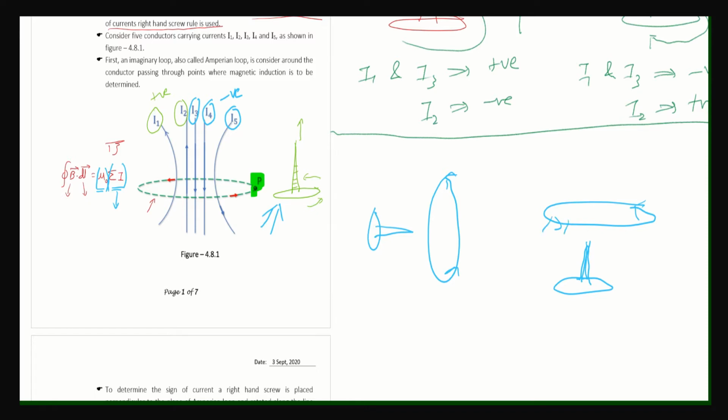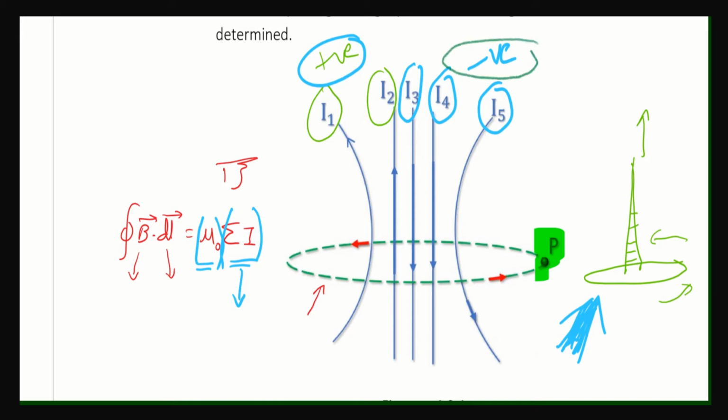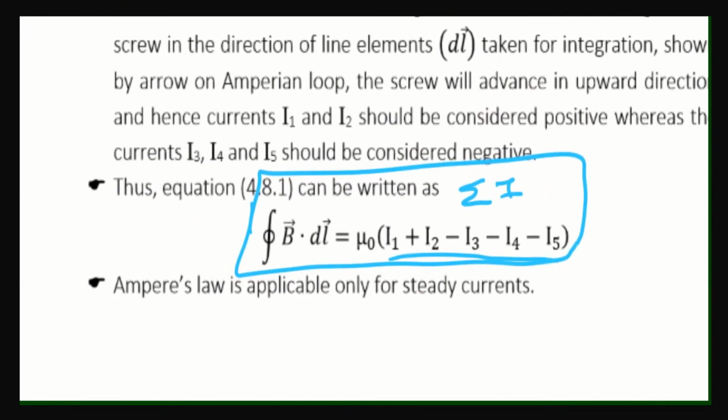How to rotate? Rotate it in the direction of the line elements taken for integration. So these are the line elements dl, dl, dl. We are choosing them in this manner, and we rotate the screw in the same fashion. Here the rotation is like this. In whichever direction you see the screw advancing should be considered positive for the currents. In this case, if we rotate the screw, we will see the screw advancing in the upward direction, which indicates that I1 and I2 should be considered positive, whereas I3, I4, I5 should be considered negative. That is how we can use it.